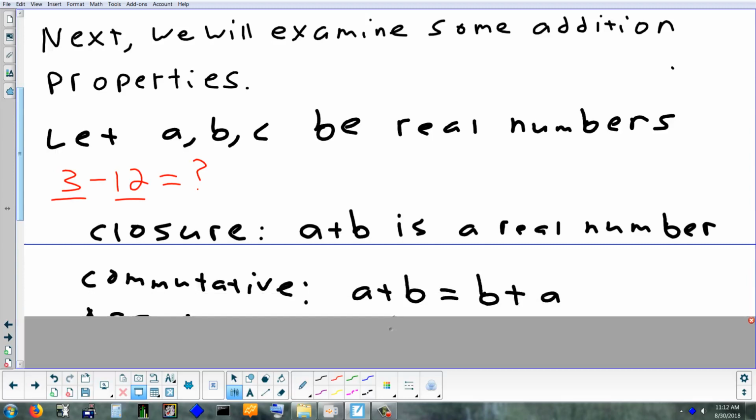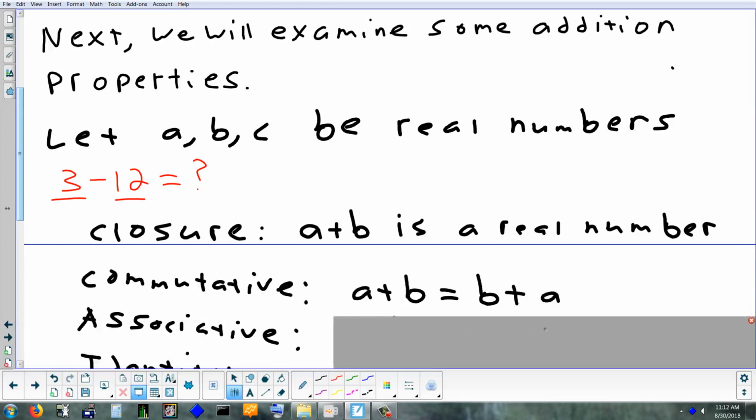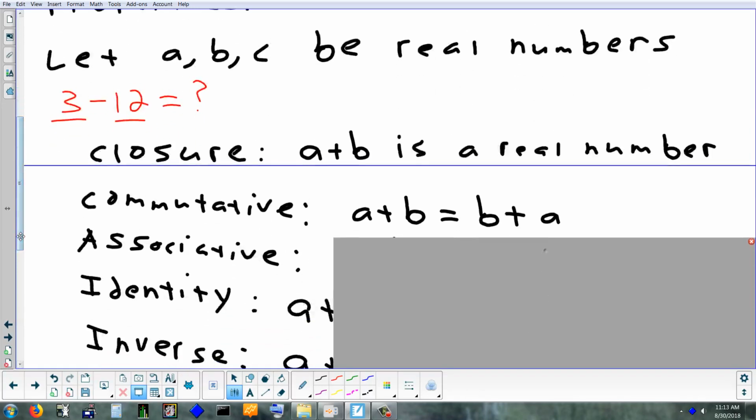Okay, so commutative basically means we can switch the order, right? A plus B, same as B plus A. How about associative? Commutative has to do with order. Does anybody remember what associative has to do with?